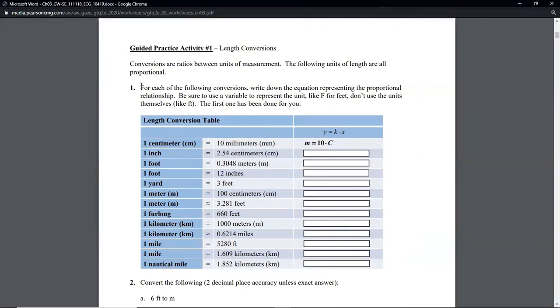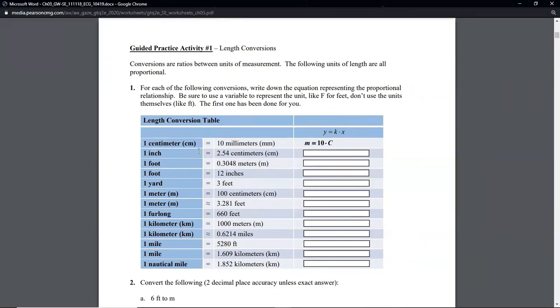So this will be our discussion board for the day that I'll set up later this afternoon. For each of the following conversions, write down the equation representing the proportional relationship. Now, yes, proportional relationships we've said classically as fraction equal to fraction, but we've also said we can use a y equals kx setup. So that's what these are relating to.